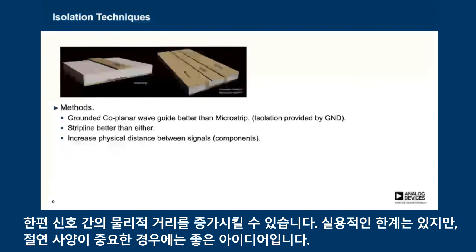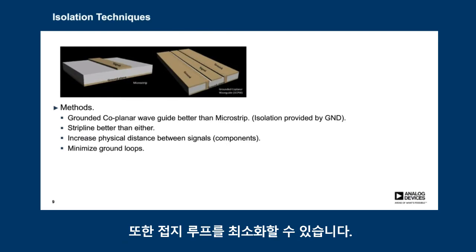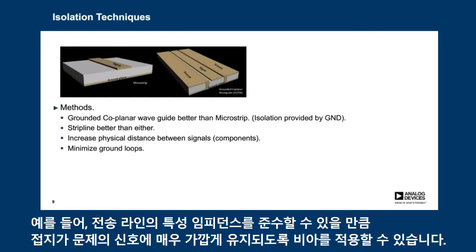We can increase the physical distance between the signals. Now, there are practical limits to that, but it is a good idea if it's a critical isolation specification. We can minimize the ground loops, taking care to ensure, in the example where we had the via, that the grounding is kept very close to the signal in question, close enough, let's say, to obey the transmission line characteristic impedance.